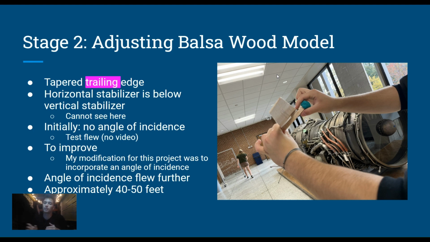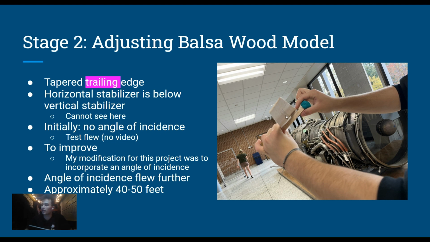In contrast to the prototype, this one had a tapered trailing edge instead of the leading edge. The horizontal stabilizer in this model one was actually below the vertical stabilizer, as it is here. In this one, you can't really see that, however, it's behind my left hand in this photo. Initially, there was no angle of incidence.